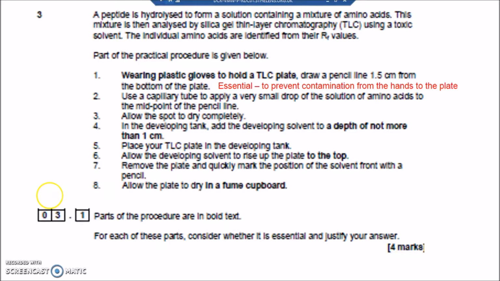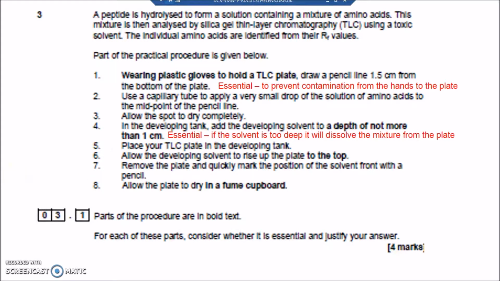The next part, a depth of no more than 1 centimetre. In the developing tank, add the developing solvent to a depth of no more than 1 centimetre. I think that means that if the pencil line is 1.5 centimetres from the bottom of the plate, the depth needs to be below that. Otherwise, the solvent won't rise up the plate. It will just take the amino acids and dissolve them into itself. So it's got to be below the pencil line for the experiment to work. I think that's essential too. If the solvent is too deep, it will dissolve the mixture from the plate. It needs to rise up the plate and carry the mixture of amino acids up with it.